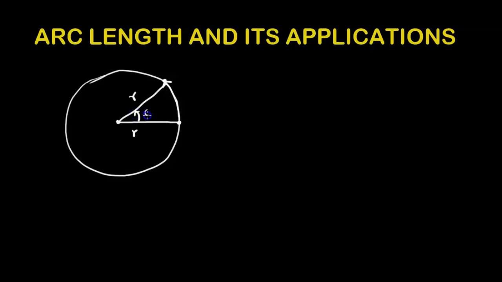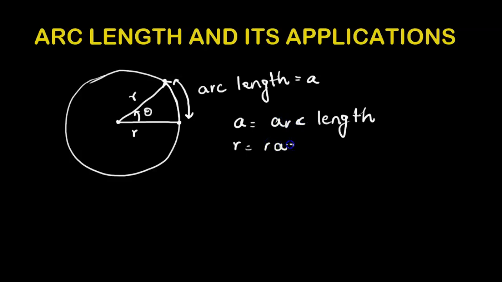So this angle is represented as theta, and the amount of length that we moved on the circumference of the circle is called the arc length. This arc length is represented with lowercase a. Therefore, we have a as arc length, r as the radius of the circle, and theta as the angle subtended.